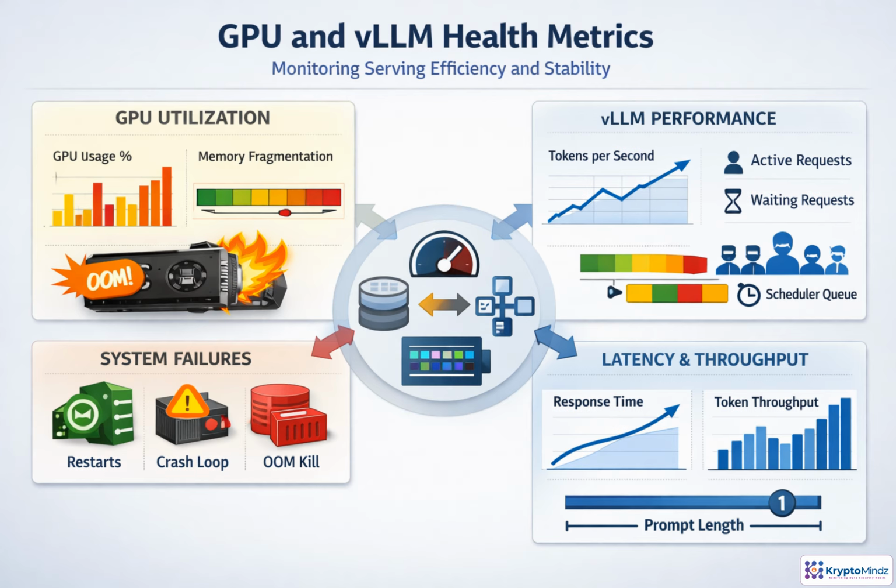Correlation is the key. If latency rises with long prompts and a growing queue, you likely have a scheduling or capacity issue. If throughput drops during restarts or OOM kills, you are looking at an infrastructure stability issue.